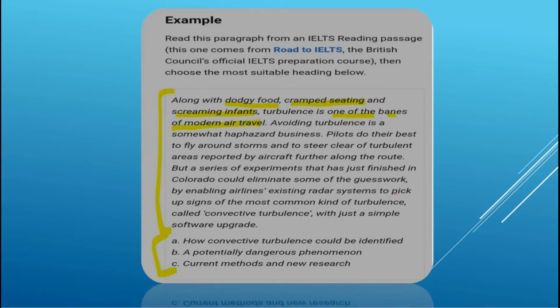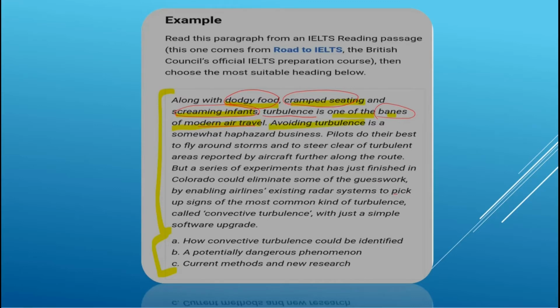The things that they're talking about, dodgy food, cramped seating, and screaming infants, are the problems that are usually faced while traveling through aeroplanes. Along with this, there are a few other problems, namely turbulence. Turbulence is one of them. One of the banes means one of the major problems in modern air travel. So now you can gather some idea that the paragraph is going to be about turbulence.